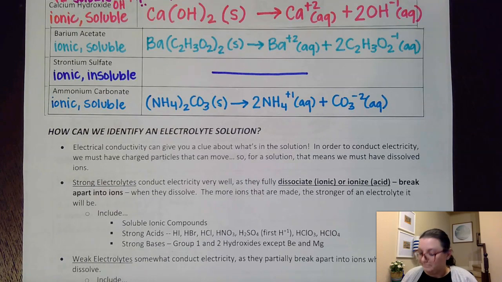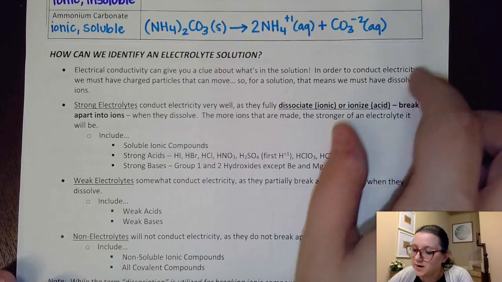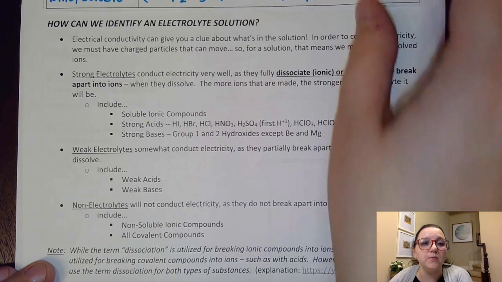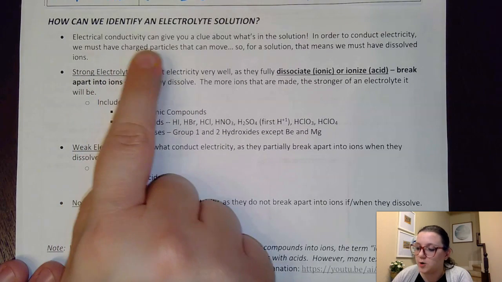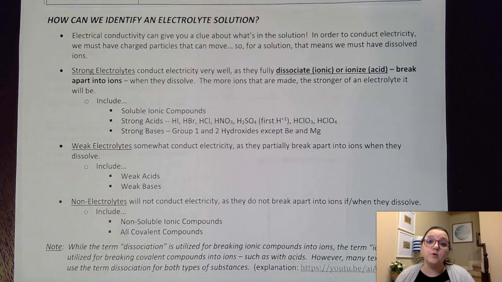All right, let's look at our next section that talks about how we can identify an electrolyte solution. Now, an electrolyte solution is one that conducts electricity, and in order for that to happen, we must have charged particles that can move. So for a solution, that means we must have dissolved ions in the solution. I can't just have a covalent substance in there. I have to have those dissolved, separated ions to do this.